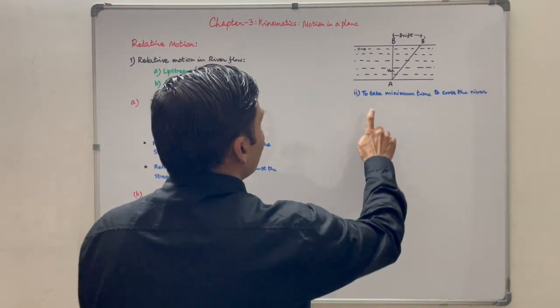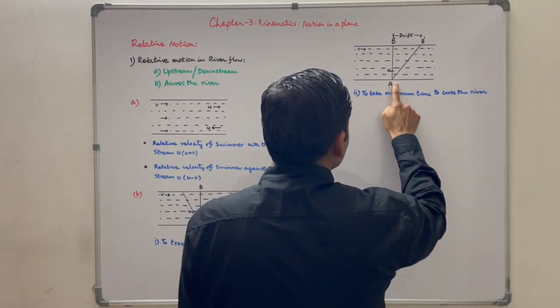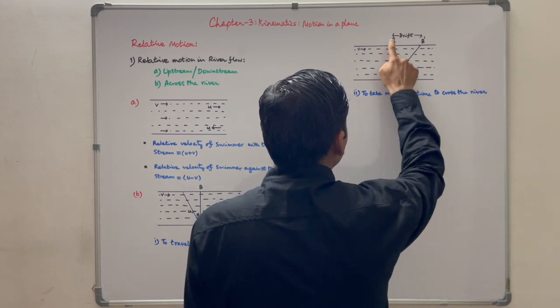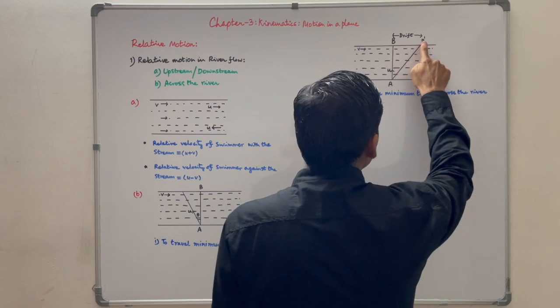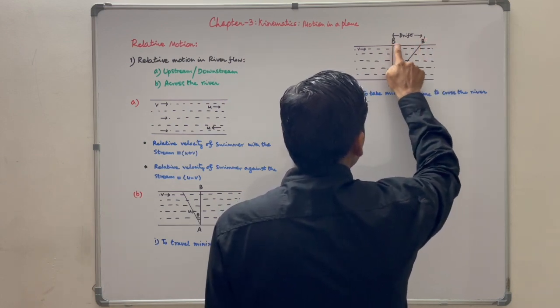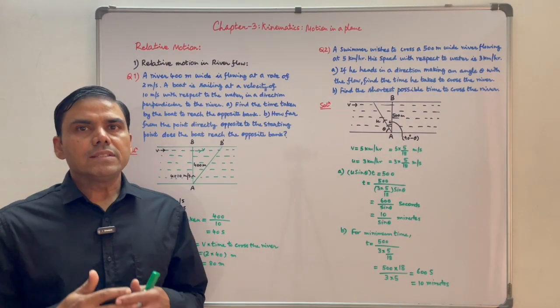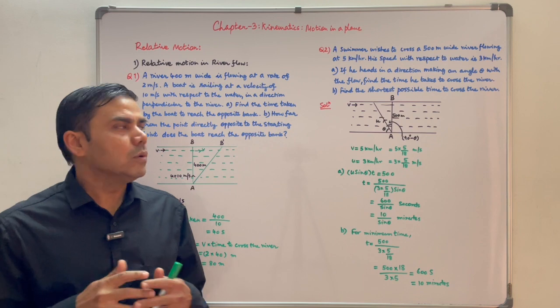Suppose swimmer wants to cross the river in minimum time, then the direction of swimmer should be along the line AB so that he or she ends up at point B dash. Distance between B and B dash is called as drift. Now let us see these two questions based on relative motion in river flow.